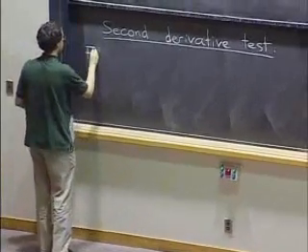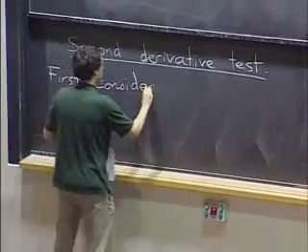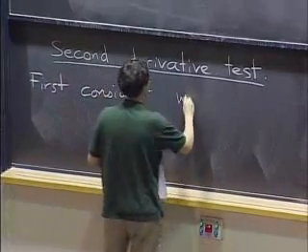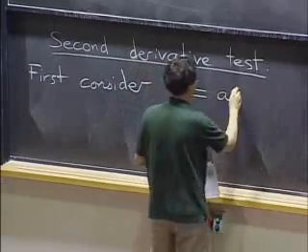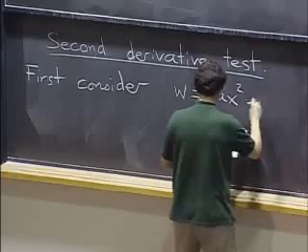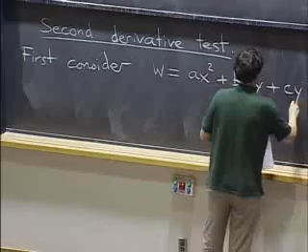Okay, so we are first going to consider a case where we have a function that's actually just quadratic. So let's say I have a function w of x, y that's of the form ax squared plus bxy plus cy squared.